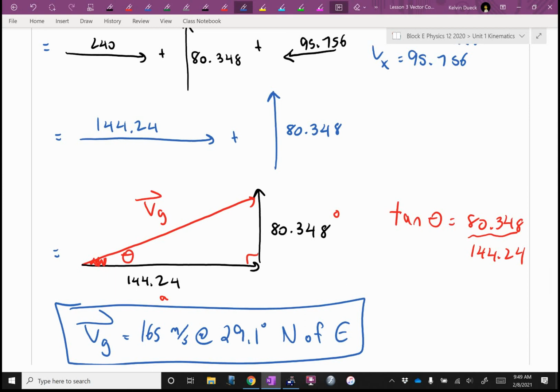Is that right? Everybody else? 165 meters per second at 29.1 degrees north of east, or at 71.97, the complement of that, east of north, whatever it is.